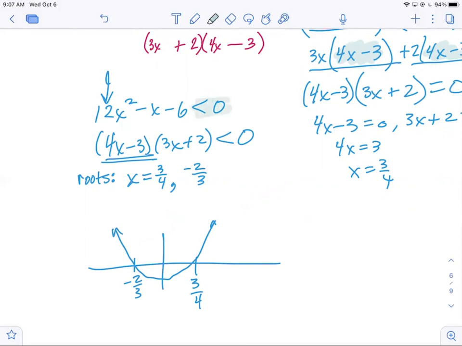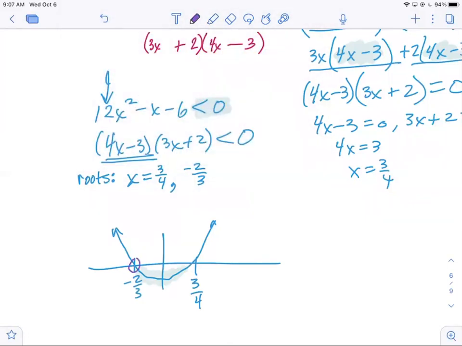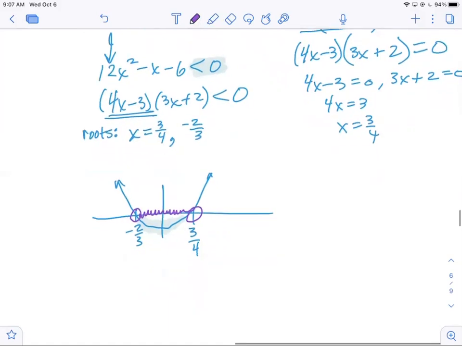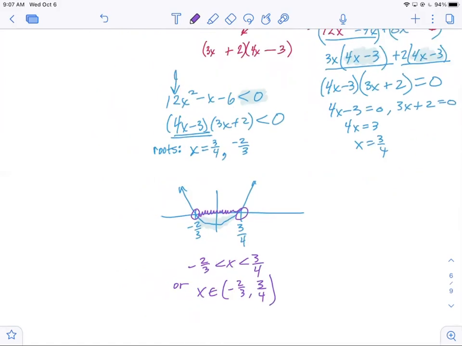We want to know where this one is strictly negative. It's strictly negative when it's below. So is that going to be outside of or between? In between. Open circle, because it's strictly less than, open circle. So the solution to this is going to be negative 2/3 less than x less than 3/4, or x in the interval negative 2/3 to 3/4. That's how you solve a quadratic inequality. But you got to be able to factor it. Okay, you don't solve it algebraically.